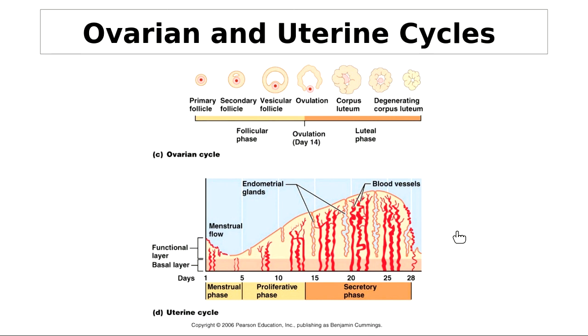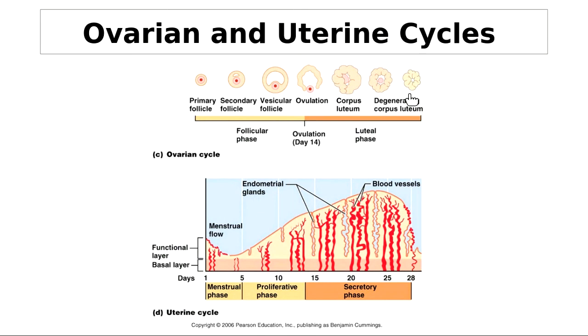If fertilization and implantation do not occur, then the rising levels of estrogen and progesterone from the corpus luteum inhibit gonadotropin-releasing factor and luteinizing hormone. The corpus luteum degenerates to become the corpus albicans, corpus as first word, albicans, and estrogen and progesterone levels decrease.